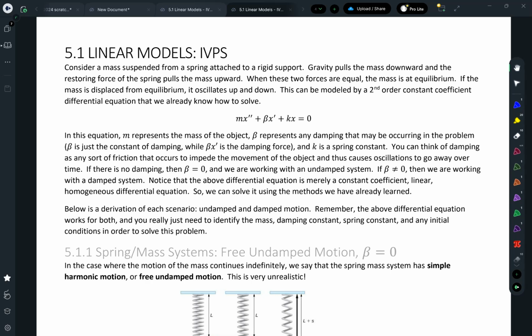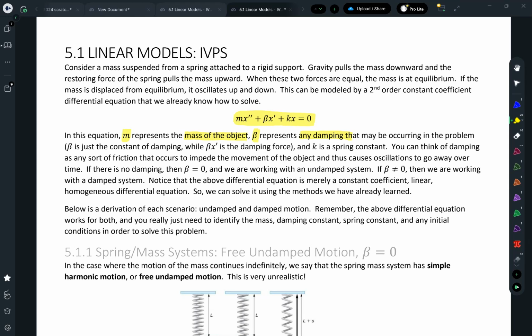And this can actually be modeled by a second order constant coefficient linear differential equation. And it's this one right here, where we have mx'' plus βx' plus kx equals 0. In this equation, m is going to be the mass of the object. Beta is going to be any damping that might be occurring in your problem.